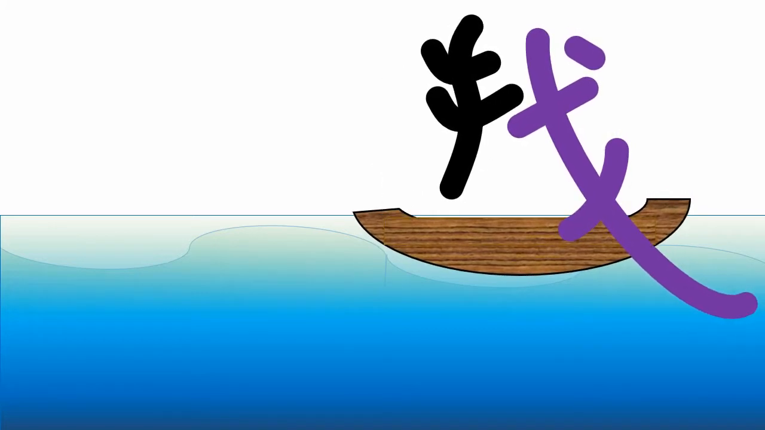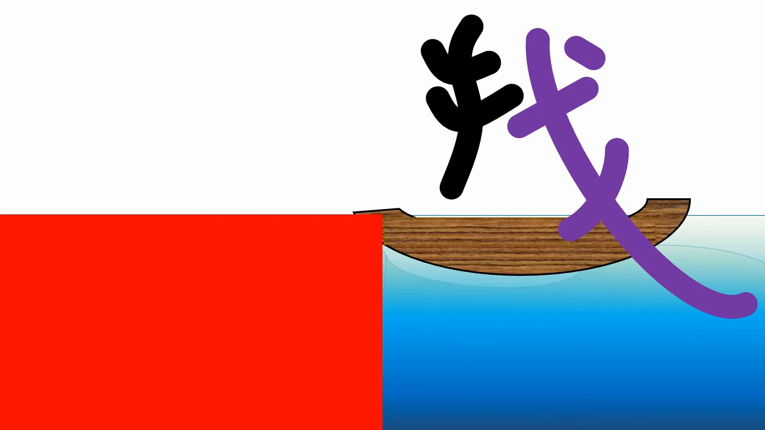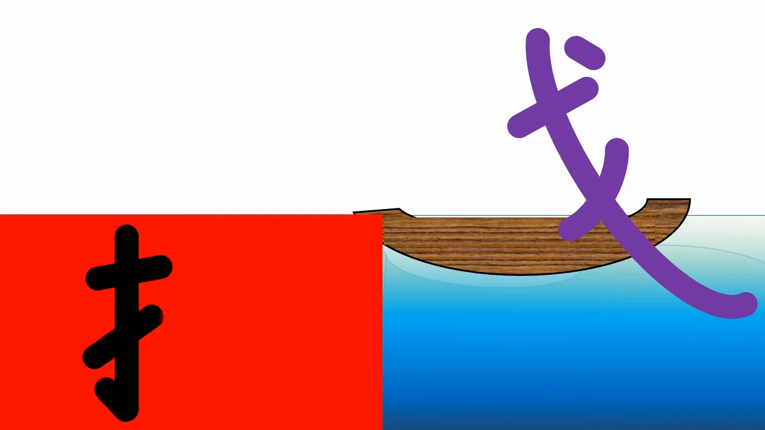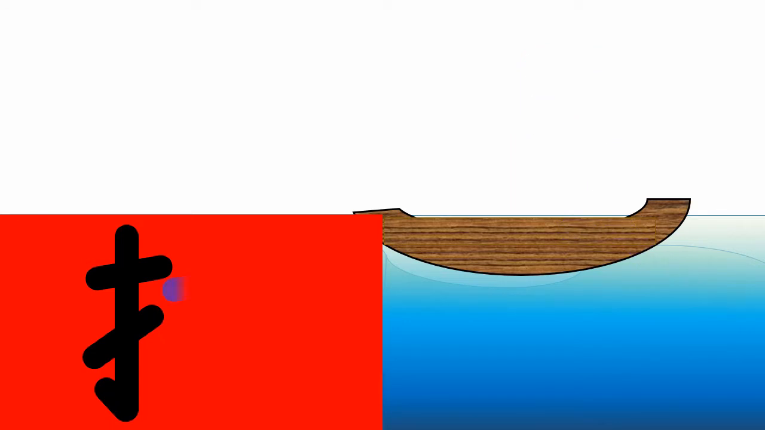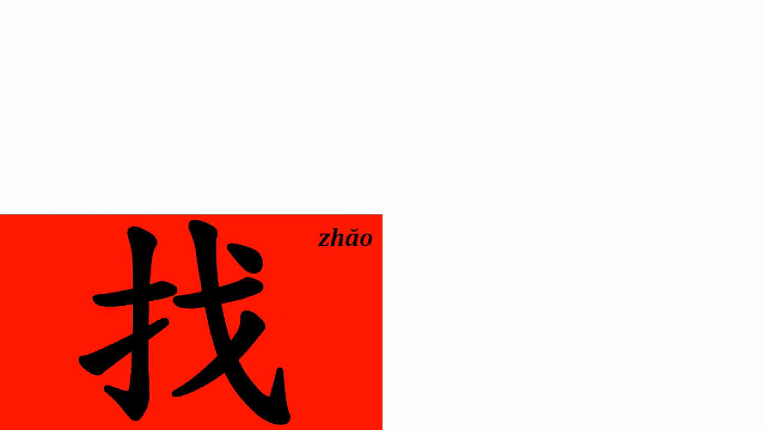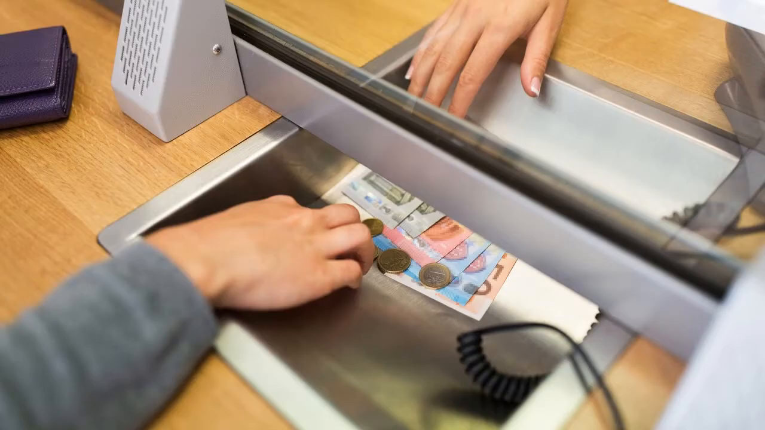This character, pronounced third tone, zhǎo, has nothing to do with boats in modern Chinese. Instead, it's likening the side-to-side sway of the boat to the back-and-forth movement of our eyes when searching for something. This character means to seek, search, or look for. When used during cash transactions, it means to look for and make change for the customer.